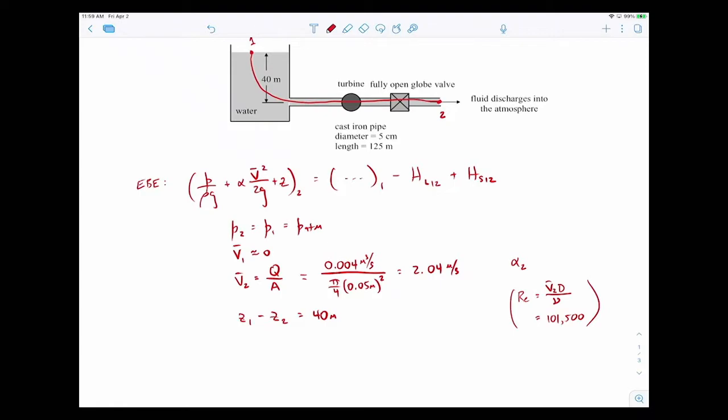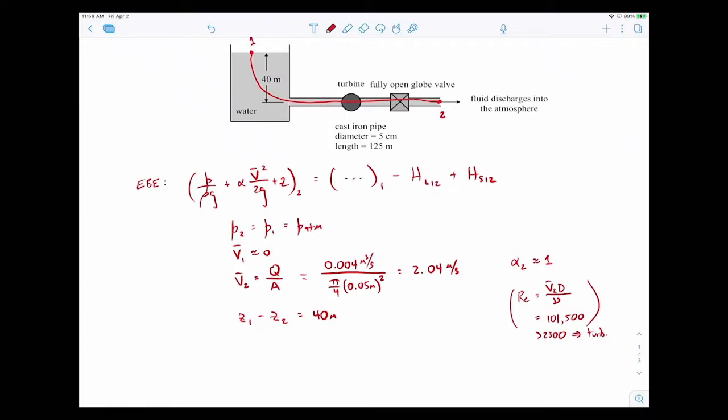So what does that mean now? Turbulent. What's the dividing line between laminar and turbulent pipe flows? 2,300. Right. So this is greater than 2,300, which means it's turbulent. So what does that mean about my alpha? It's about equal to 1. Okay, so far so good.